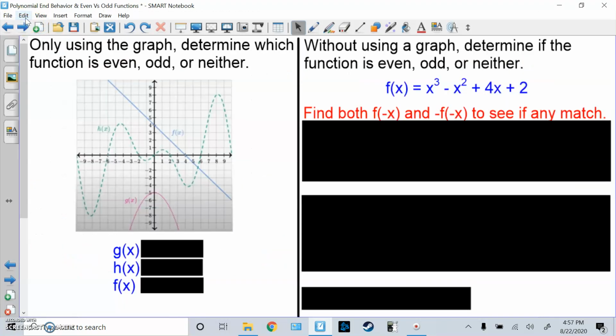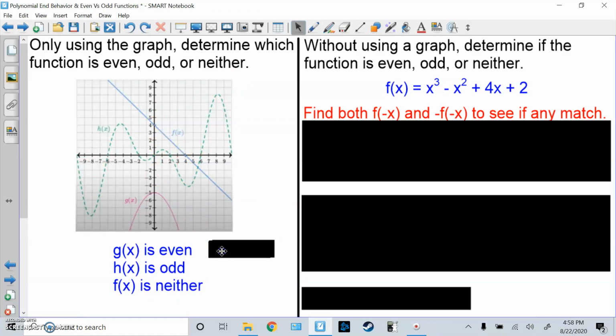Alright, so using only the graph to determine which function is even, odd, or neither. G of x is down here. If I flip it sideways, that's going to match. That's even. If I rotate it upside down, it'll go up here, so it's not odd, and then since it's even, it can't be neither. H of x is this. If I flip it sideways, it's not going to match because this top will go to this part right here. If I flip it sideways and then flip it downwards, it will match. So this is going to be odd, and then f of x, if I turn it sideways, it'll look like this. If I rotate it upside down, it's still not going to match, so that's neither.